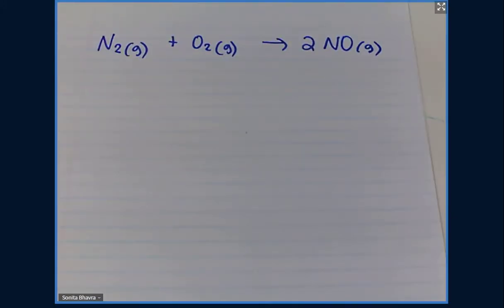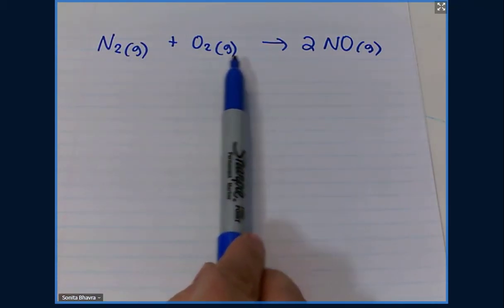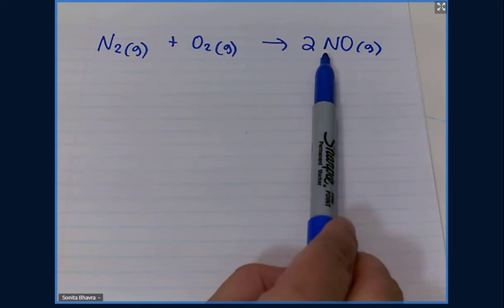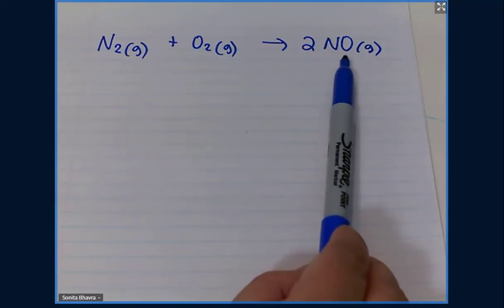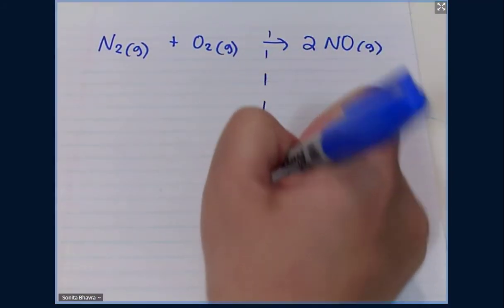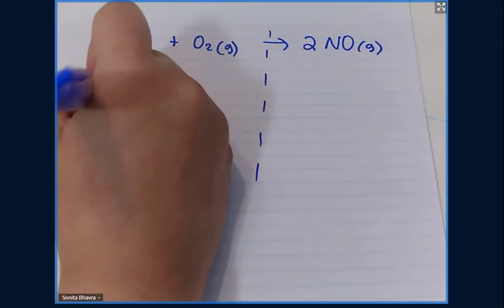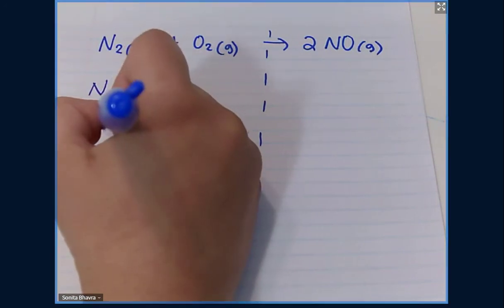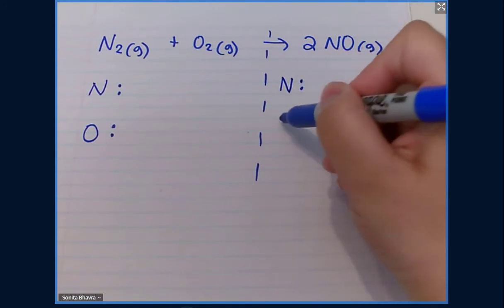All right, so our next equation, we have nitrogen gas plus oxygen gas producing a nitrogen oxide gas, or nitrogen monoxide gas. So I'm just going to split it here, reactants and products. So always up the arrow is where I put this dotted line. So on my reactant side, I have nitrogen and I have oxygen. And on my product side, I also have nitrogen and oxygen.